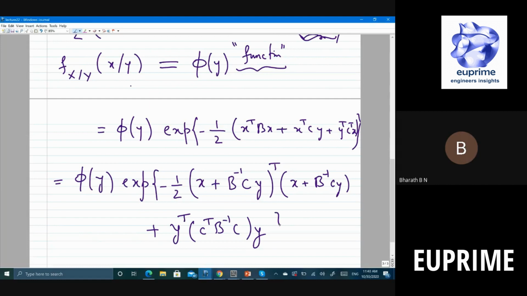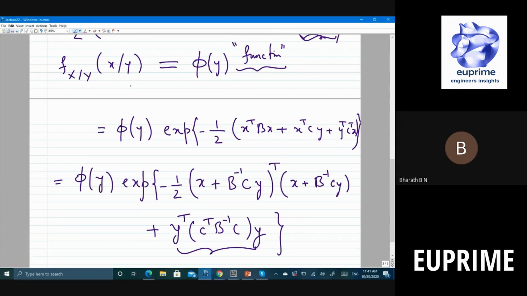Okay, now again once you complete the square, you can observe that this term is independent of x, so we can just pull that out and absorb it into phi of y. So now, what is it that you have gotten? We need to describe this by a mean and covariance, right? So what should be the covariance and what would be the mean?